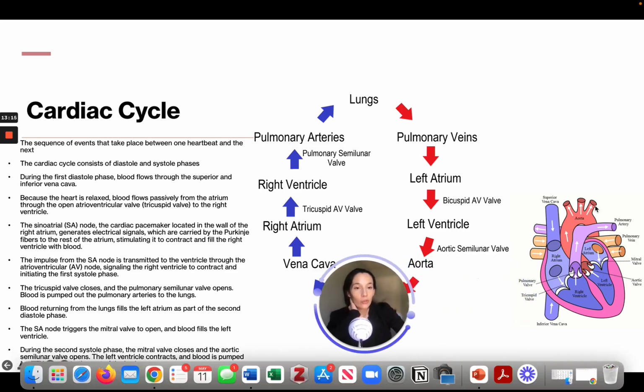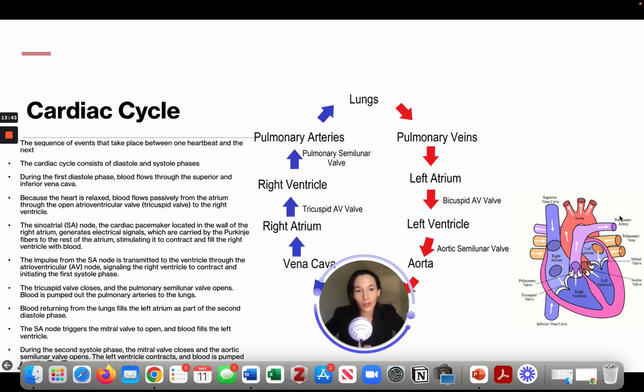So if we look over at this picture, this is the way I like to remember it because I have a visual memory, but whichever way works for you guys. So the blood is coming in the superior vena cava to the right atrium. It's going through the tricuspid valve, which is separating the right atrium from the right ventricle. It's then getting pumped through the pulmonary artery to the lungs.